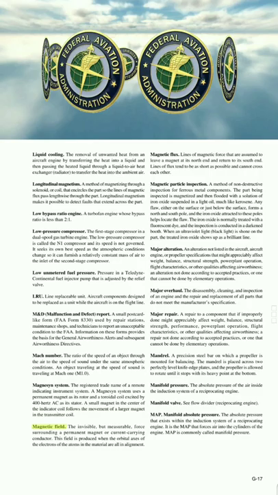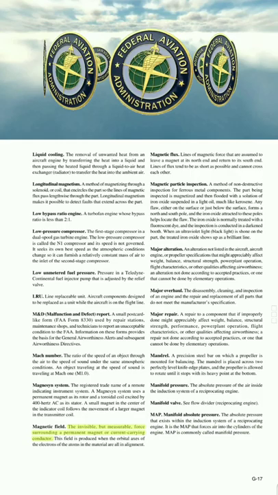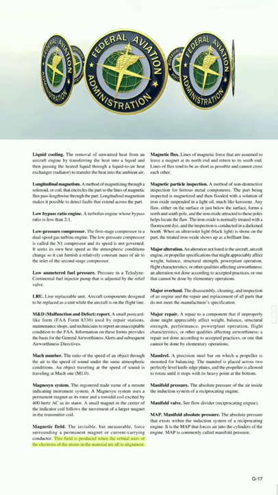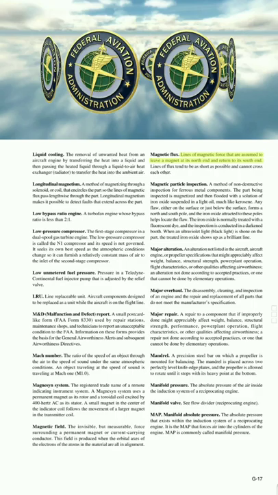Magnetic field. The invisible, but measurable, force surrounding a permanent magnet or current-carrying conductor. This field is produced when the orbital axes of the electrons of the atoms in the material are all in alignment. Magnetic flux. Lines of magnetic force that are assumed to leave a magnet at its north end and return to its south end. Lines of flux tend to be as short as possible and cannot cross each other.